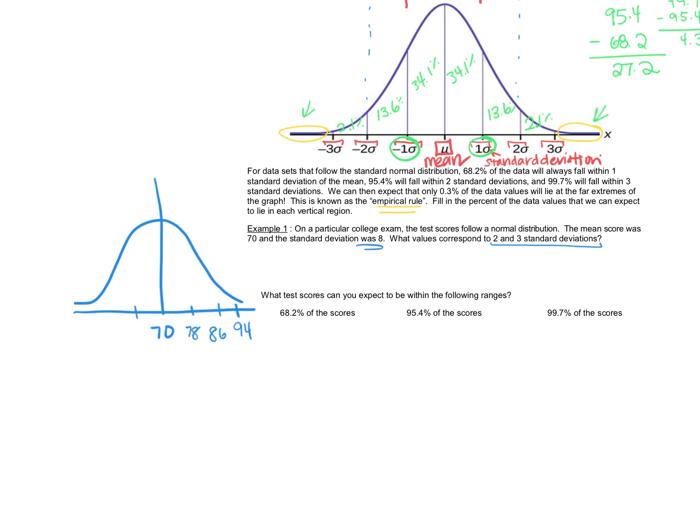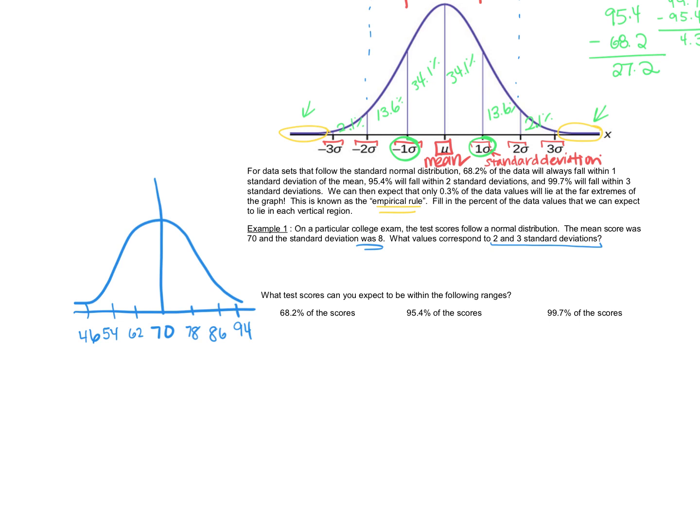And going the other way, subtract 8. That would put me at 62. Subtract 8, that would put me at 54. Subtract 8, that would put me at 46. And so I just did within 3 standard deviations. So it says, what test scores can you expect to be within the following ranges?